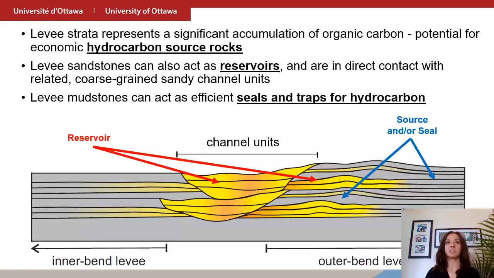Because levees are so efficient at accumulating and sequestering carbon, they have the potential to be economic source rocks. Sandstone units within levees can also act as reservoirs, as can the related coarse-grained sandy channel units that are in direct contact with levees. Depending on the geometry of the system, levee mudstones can also act as efficient seals and traps for hydrocarbons. In these ways, levees form potentially quite significant components of complete deep-water petroleum systems, and, significantly, don't need special conditions such as bottom water anoxic events, or the continuous fallout of hemipelagic and pelagic sediment to form.